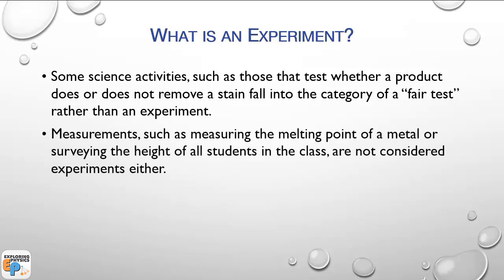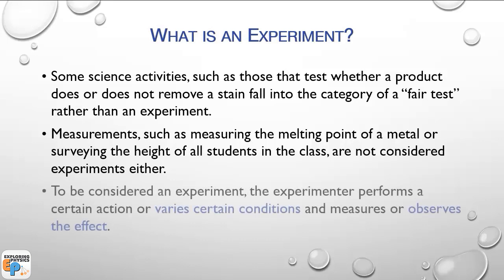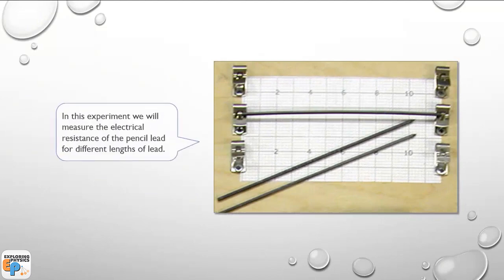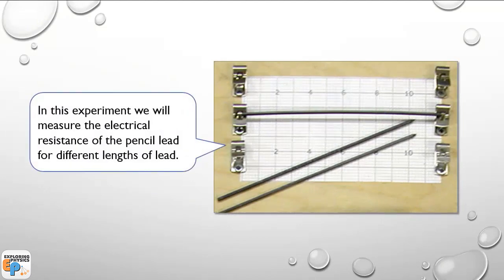Measurements, such as measuring the melting point of a metal or surveying the heights of all students in the class, are also not considered experiments. To be considered an experiment, the experimenter performs a certain action or varies certain conditions and measures or observes the effect. In this experiment, we will measure the electrical resistance of the pencil lead for different lengths of lead.